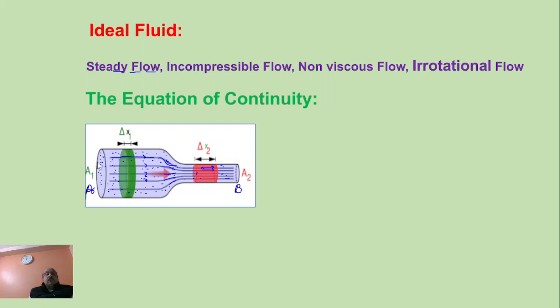Now let us say here is the tube of different cross-sectional area. The cross-sectional area at A is A1 and at B the cross-sectional area is A2. Now if we consider the velocity of the particles at point A, it is v1. The velocity of the particle at A is v1. And the velocity of the particle at the other end is v2.